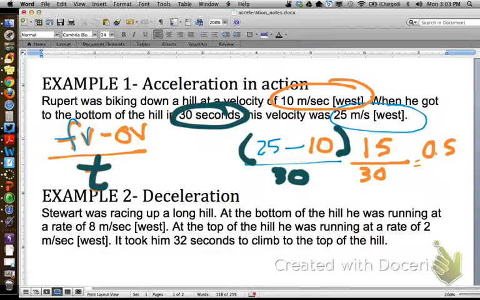And so my label for that is going to be my velocity label, and then a dash for the time. And so it's going to be 0.5, and my velocity is meters per second, and then my time was per second as well. And now I need to have the direction, which is west.